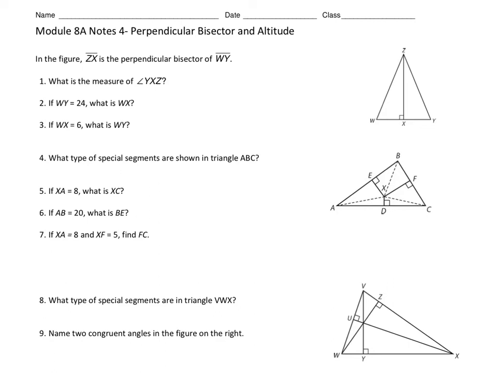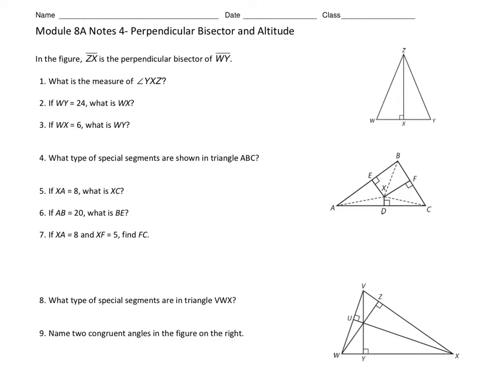Like with notes number 3, now we have notes number 4 with perpendicular bisector and altitude, and we will still be solving, but now with these two types of special segments. Remember, first when we see a picture, we need to determine which type of special segment it is, so we know what characteristics we need to pay attention to.